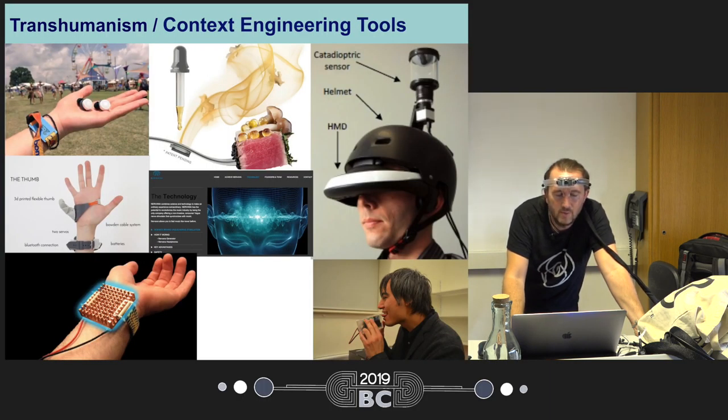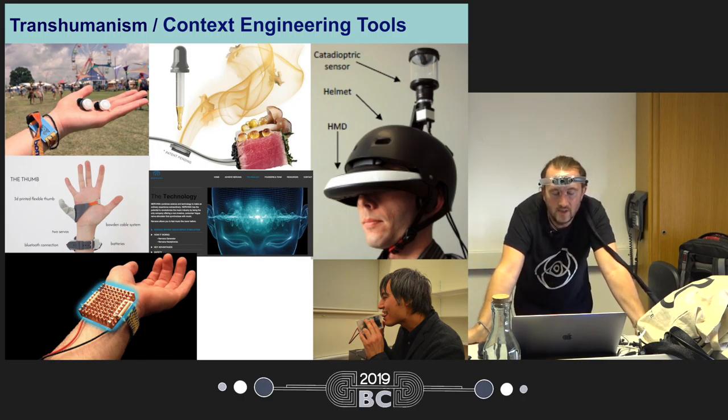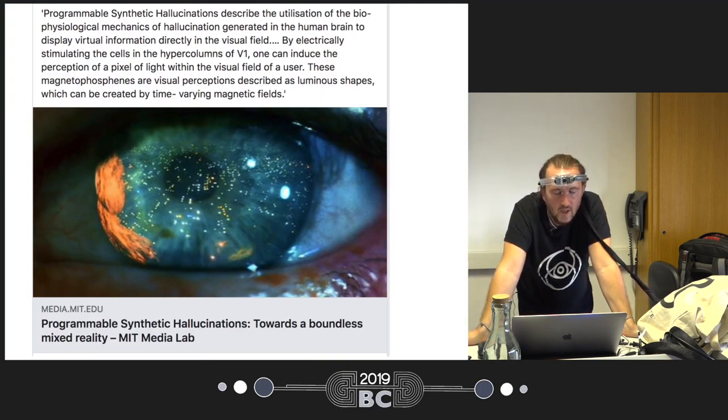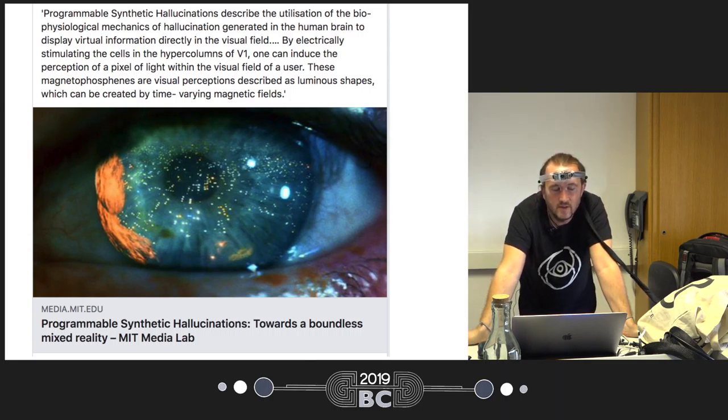Some of the examples that I've been playing with and trying out: 360 vision, the aroma fork with smell and taste being combined, Hear One active listening where you can basically change the way you hear the world, Wristify where you change the temperature of the world. This is digital taste. This is a musical headphone that stimulates the vagus nerve whilst you're listening to music to transform music as a whole. And more interestingly, definitely transhumanism, programmable synthetic hallucinations from MIT, which is basically using transcranial stimulation to stimulate the cells in the hypercolumns of V1 to induce visual hallucinations.